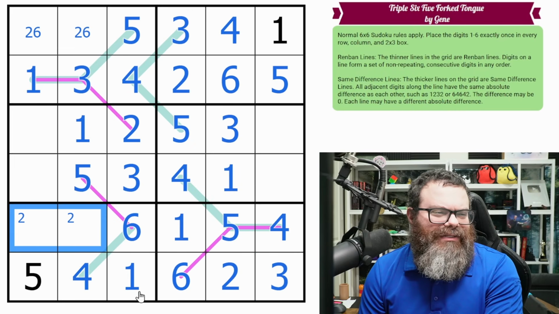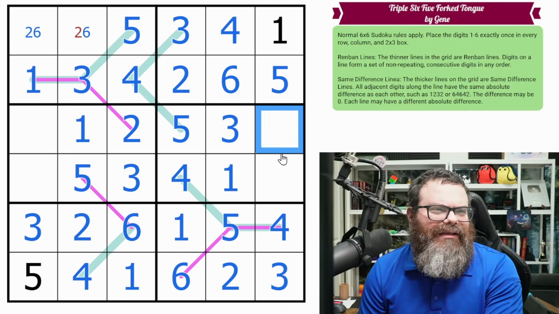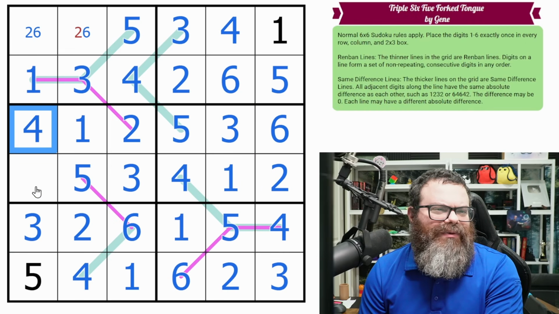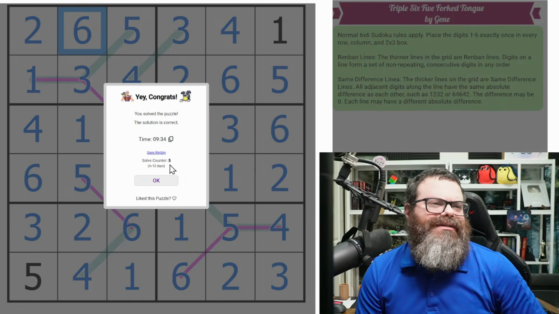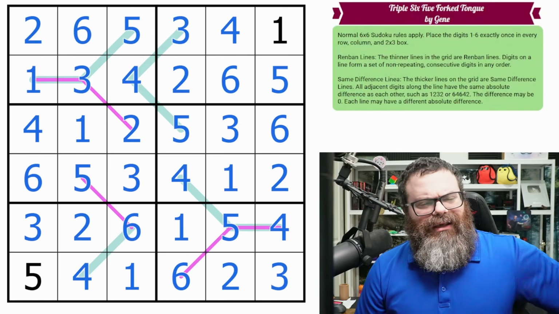We need a 2 and a 3 here. That's 2. That's 3. Here we need a 2 and a 6. Here we need a 4 and a 6. And that's, oops, shoot. That's 2 and 6, and we're done. All right.